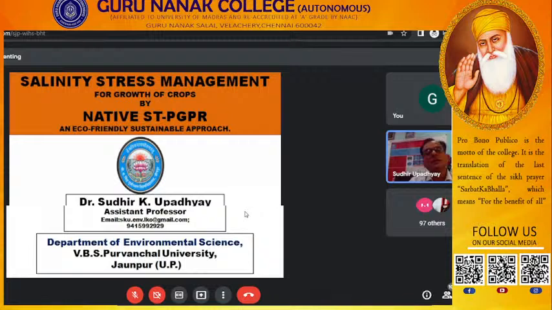And if you see on the left side, I am showing one graph made with ArcGIS on the basis of secondary data as well as primary data. The condition of Jaunpur is not good enough.